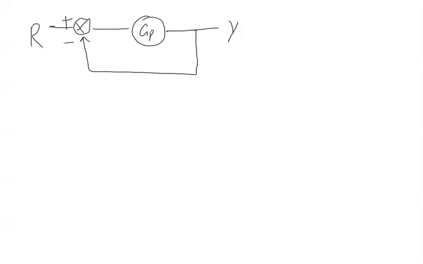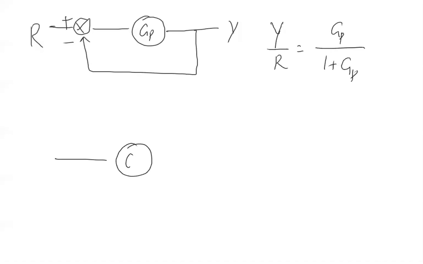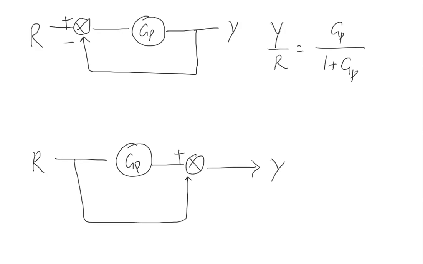Here load is not there, only set point is there. So what is the transfer function? GP, y by r, GP by 1 plus GP. Clear? Now, can you write the transfer function for this loop? Y by r, plus this loop.